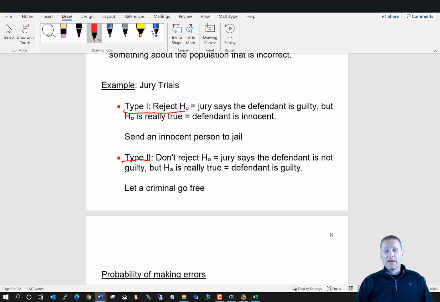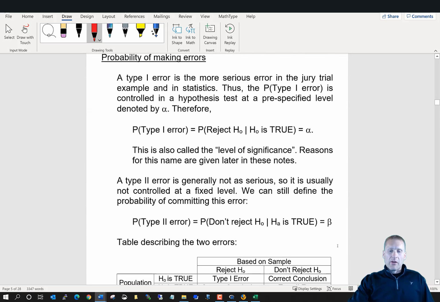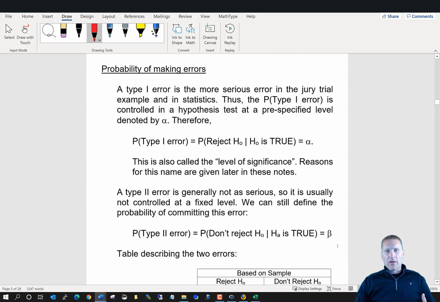Type 2 error. Jury says the defendant is not guilty, but we should have said the defendant was guilty. So this would be like letting a criminal go free. Now, in our judicial system, we don't want that kind of error to occur either. But we'd be willing to give up making errors like this sometimes in order to prevent this first error from occurring. So, because of how these errors are defined and which one is more important than the other, type 1 is more important than type 2.